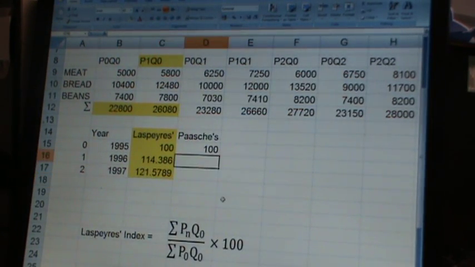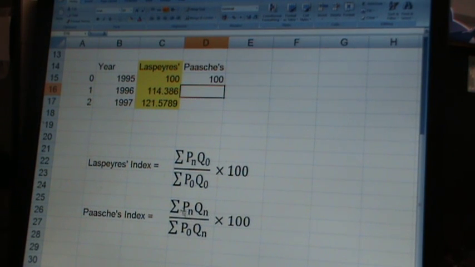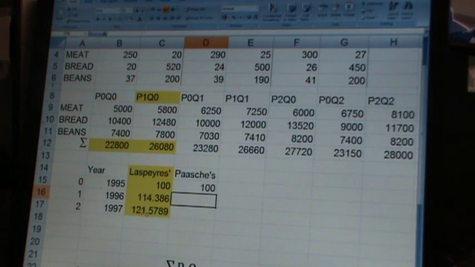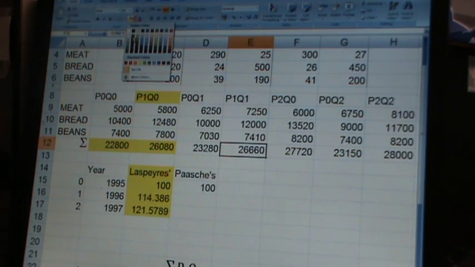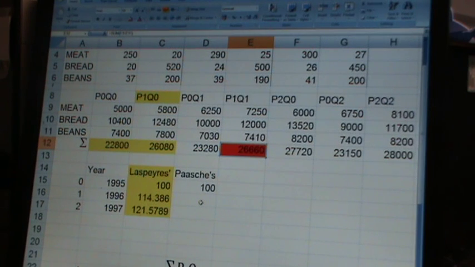Now for Paasche, remember here we have on the top Pn Qn, so n will be replaced by 1 for 1996. So the total of P1 Q1 is 26,660, which is this figure here for 1996. So 26,660 over what we need, which is P0 Qn, which is P0 Q1. So this figure here, 23,280, and then times 100.